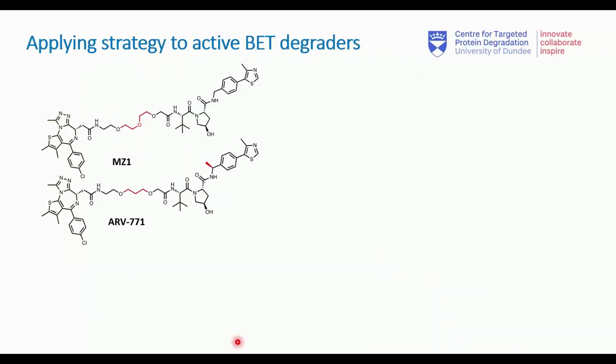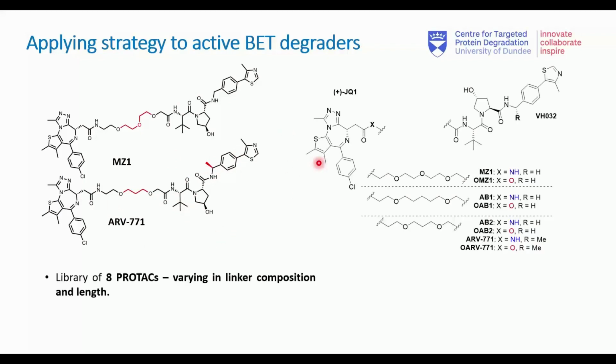So now, how can we apply this? We want to apply this strategy, basically the toolbox of mimics that we came up with, and apply these parameters to active BET degraders and see if we could improve their degradation profile and also their physicochemical properties. So we took MZ1, which we published in our group, and ARV-771, which is a BET degrader as well, but it differs by the shorter, more lipophilic linker, and also an extra methyl group on the VHL ligand, which is actually shown to increase binding affinity for VHL.